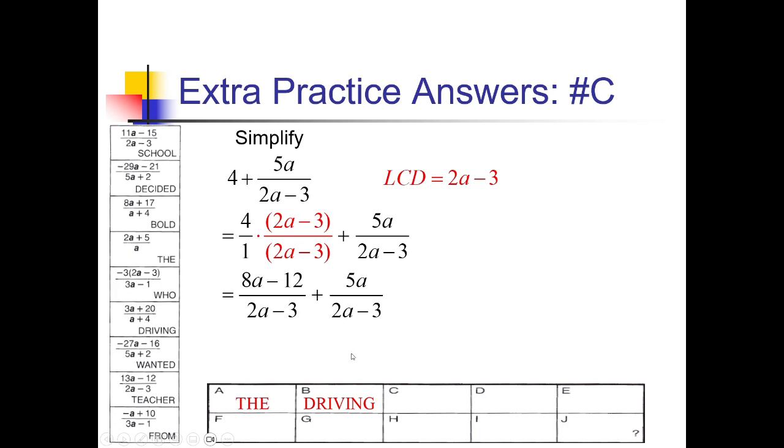Keep my denominator of 2A minus 3. 8A plus 5A is 13A. And then the minus 12 is just along for the ride. There are no common factors between 13 and 12, so this is done. And I see this answer right down here. So this is the word teacher going in spot C.